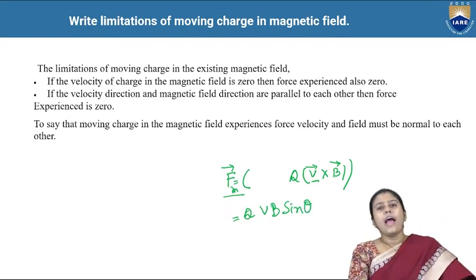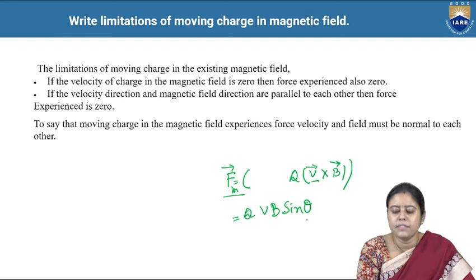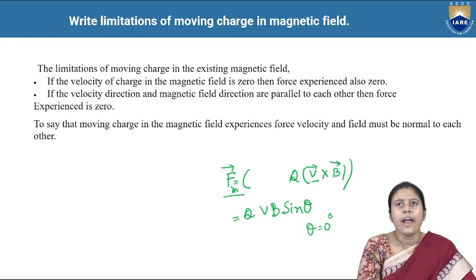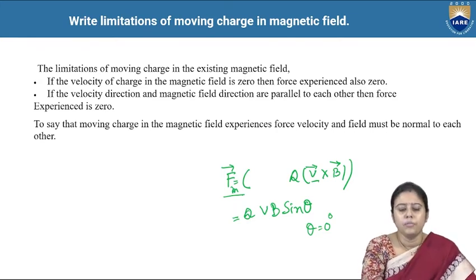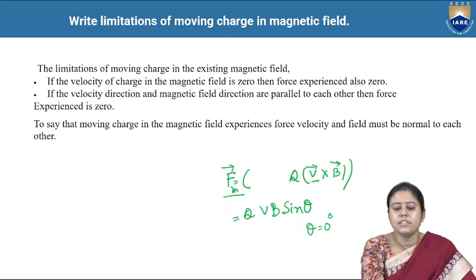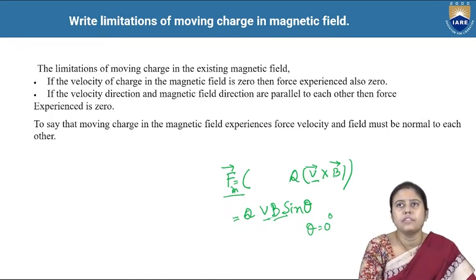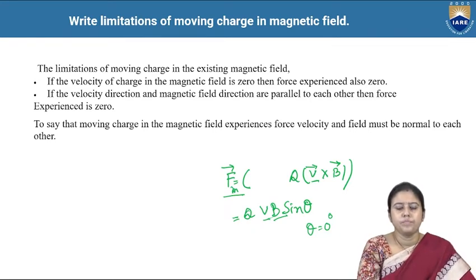If v and B both are parallel, it means the angle between v and B, theta, is equal to 0 degree. So sin 0 is equal to 0 and the force will be 0. That's why if the velocity direction and magnetic field direction are parallel to each other, if the angle between them is 0, then the force will be 0.